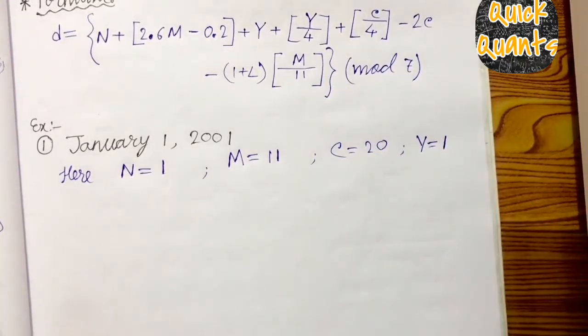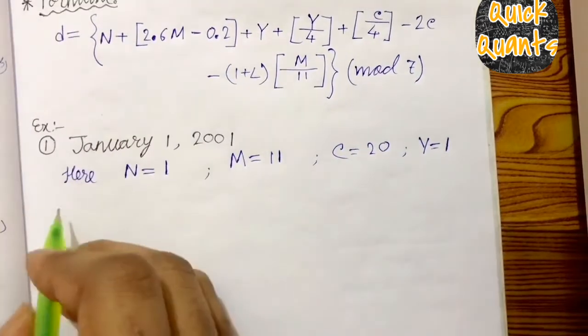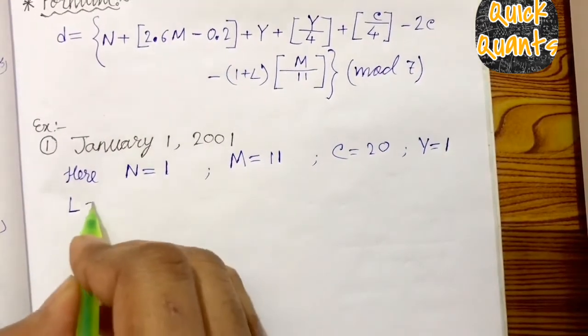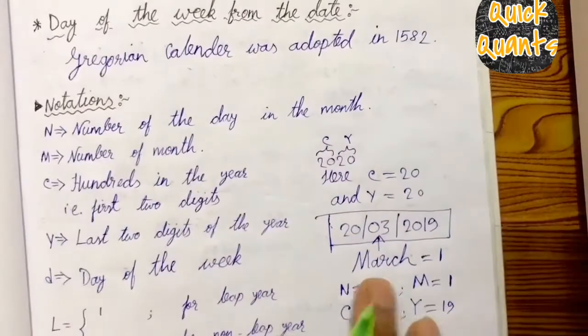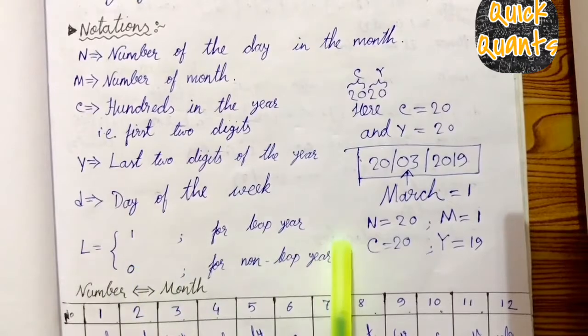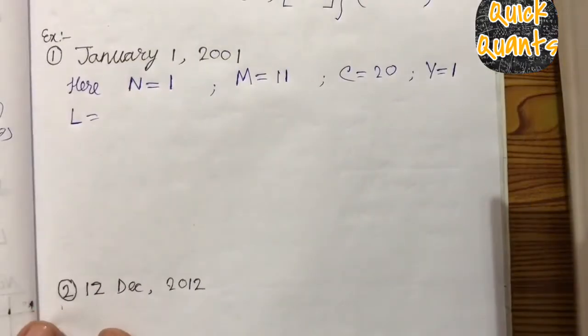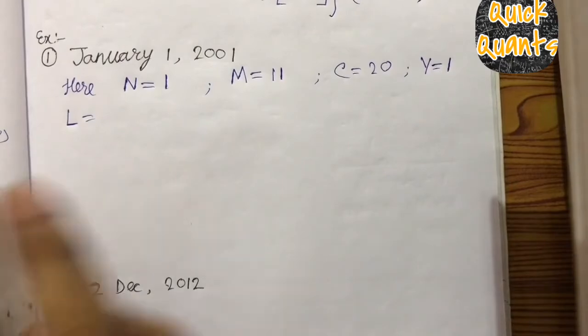Also we see in the notations that there is an L. I haven't told that before. L is 1 when it is a leap year, and L is 0 if it is not a leap year. You know which of the years are leap years pretty well. So let's get back to the problem.